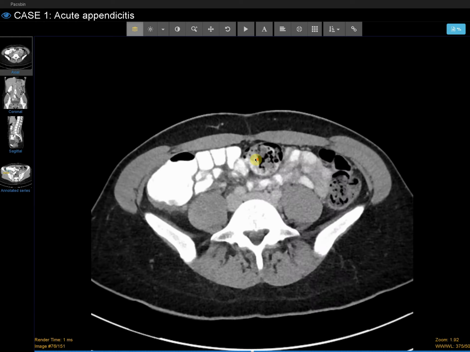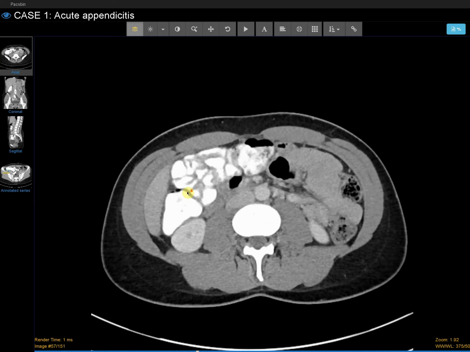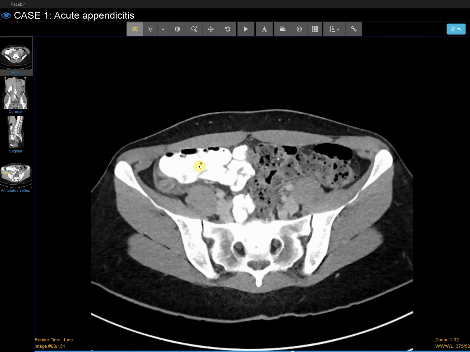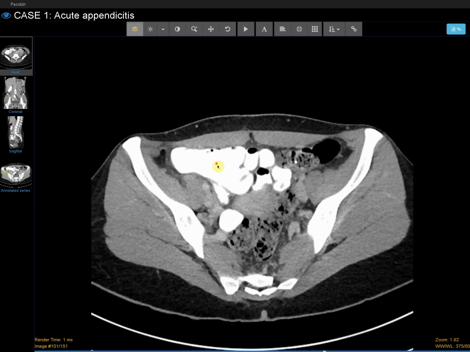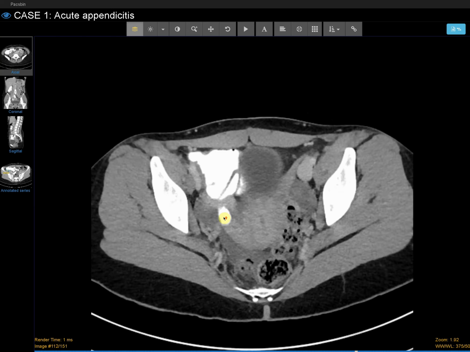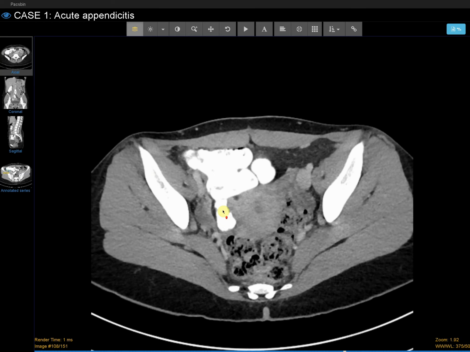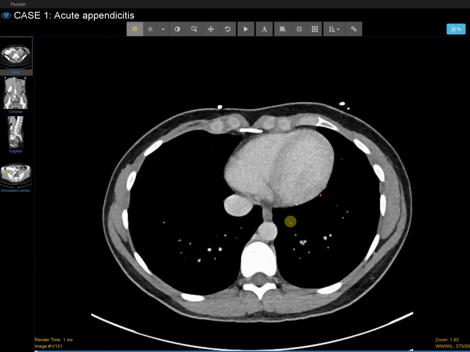Here, here, and then here, and then let's try to find my terminal ileum. I think my terminal ileum is coming here. So this is the terminal ileum going into the cecum. And we can follow the bowel antegrade from the esophagus.